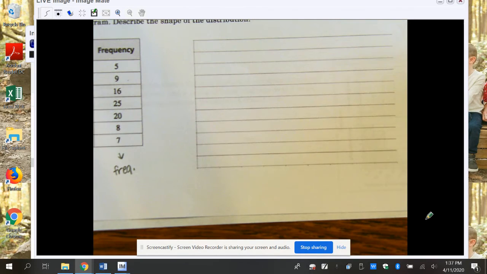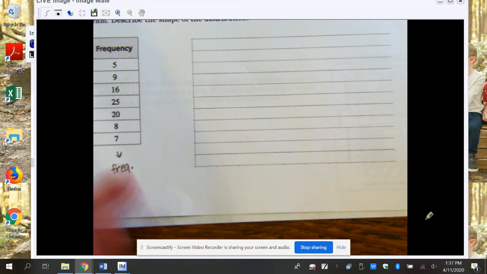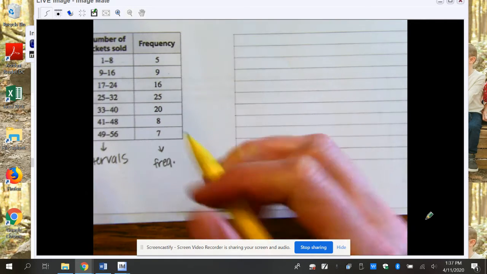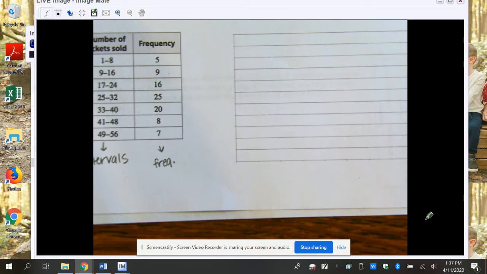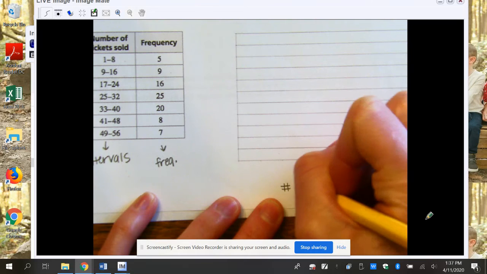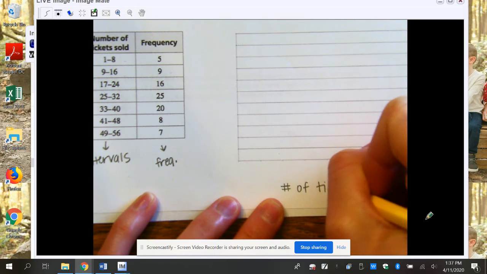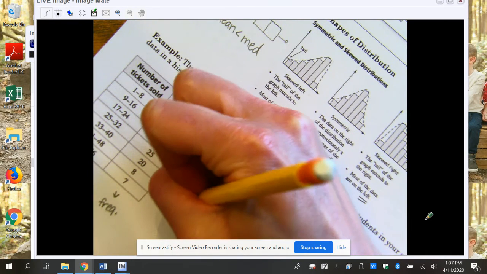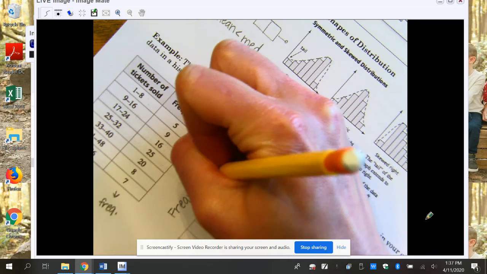So you always need to make sure you label your axes just like you would on any graph. The x-axis is always going to be what your intervals essentially represent, so this represents the number of tickets sold. And then your y-axis is almost always going to be your frequency. How many times did that happen?